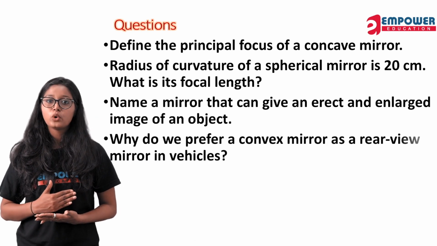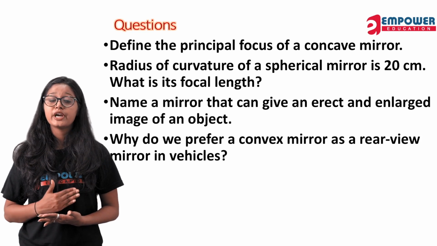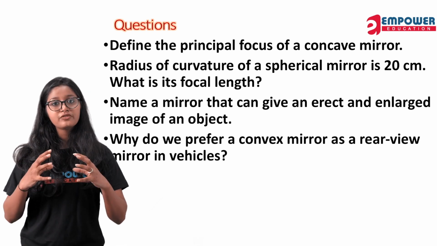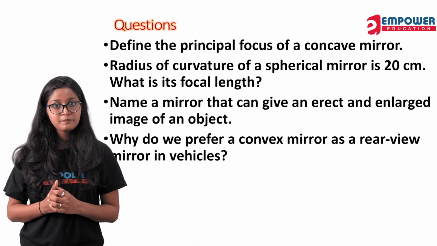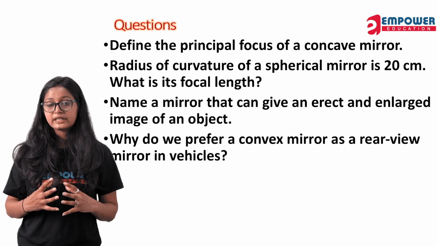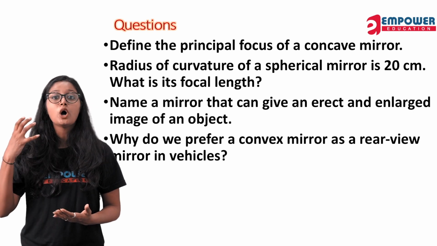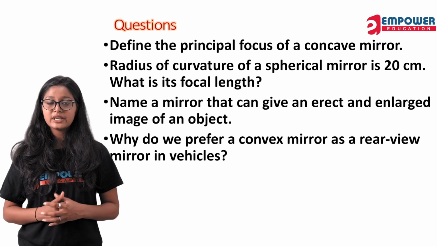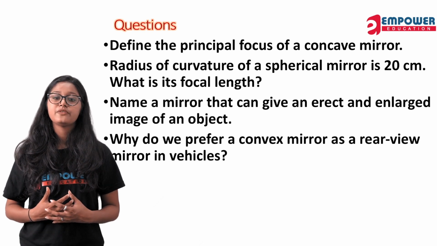Let's move to our fourth question. Why do we prefer convex mirrors as rear view mirrors in vehicles? A convex mirror gives a wider view of the field. Since it gives a wider view of the field, it is good that we use convex mirrors in vehicles, because then the objects behind us can be seen very clearly. This is the reason why we use convex mirrors as rear view mirrors in vehicles.